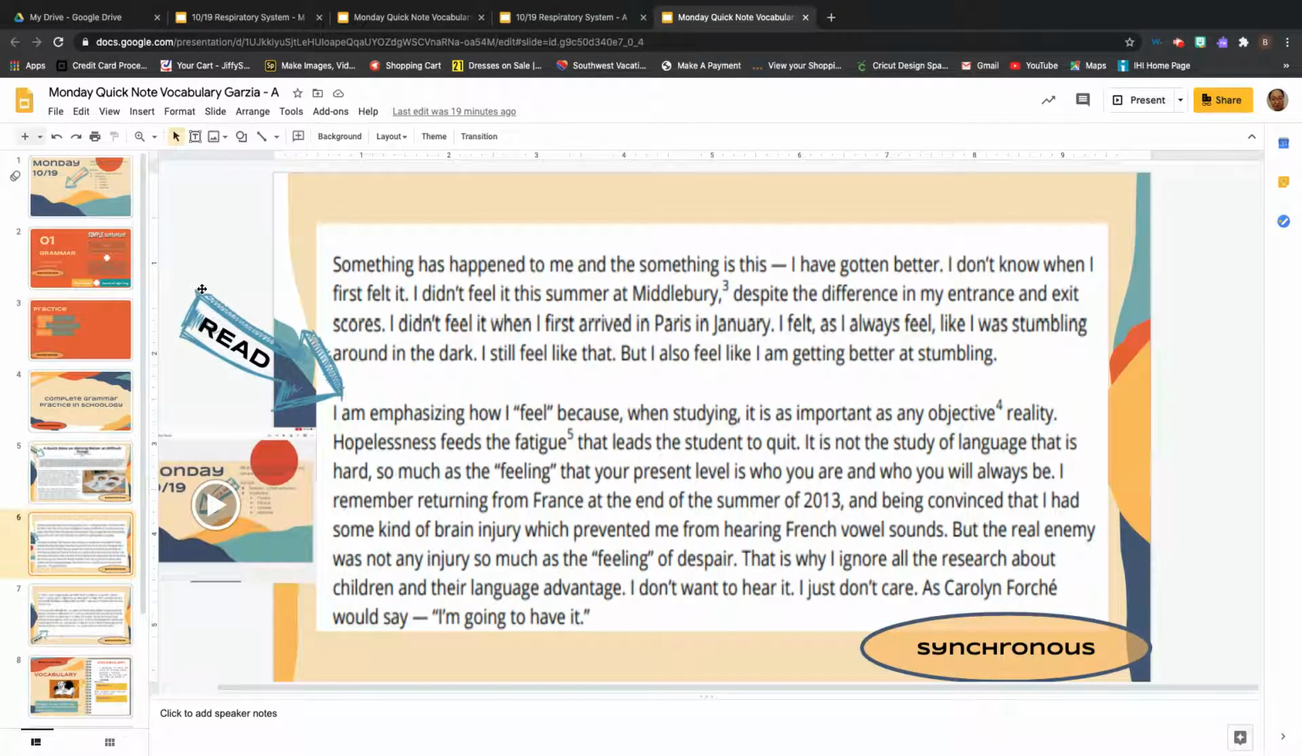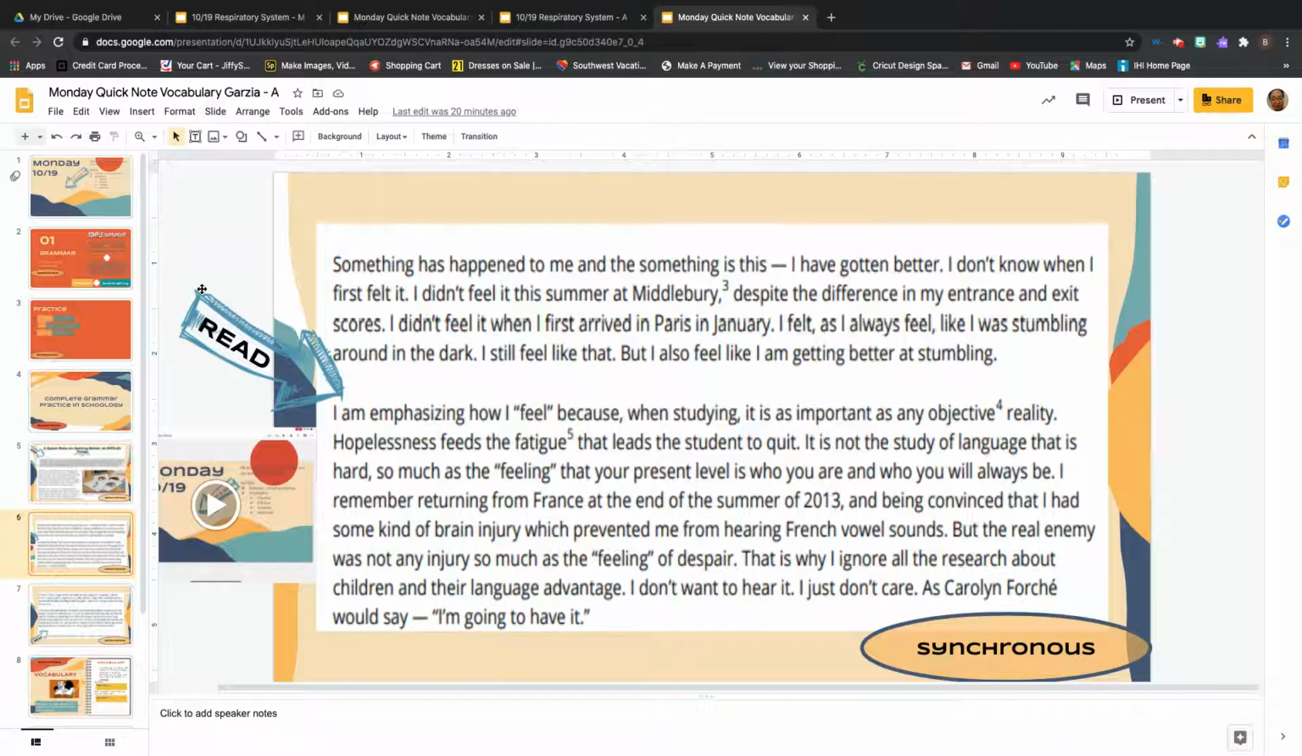I am emphasizing how I feel because when studying, it is always as important as any objective reality. Hopelessness feeds the fatigue that leads the student to quit. It is not the study of the language that is so hard, so much as the feeling that your present level is who you are and who you will always be. I remember returning from France at the end of the summer of 2013 and being convinced that I had some kind of brain injury which prevented me from hearing French vowel sounds. But the real enemy was not any injury so much as the feeling of despair.